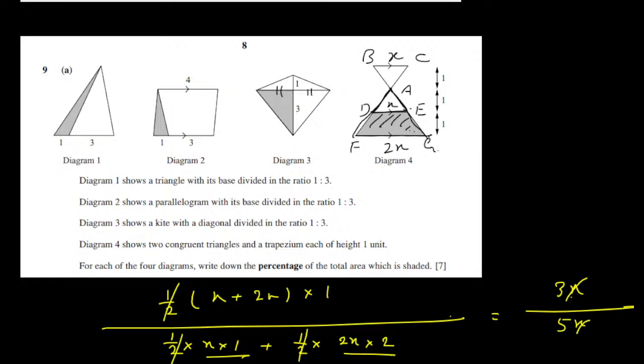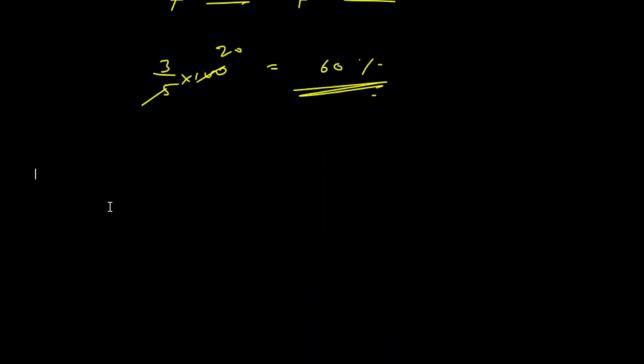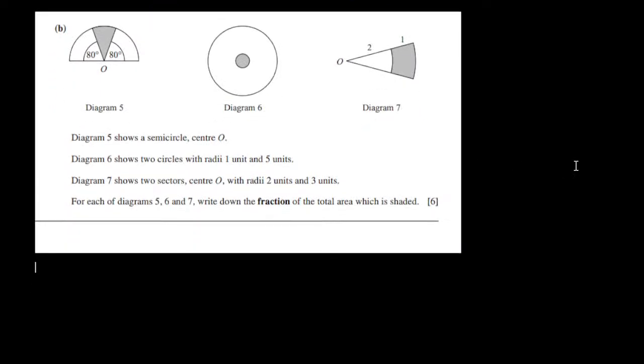Okay, now there is a b part also for this question. That time this question was for 7 marks and this is for 6 marks. Diagram 5 shows a semicircle. Diagram 6 shows two circles with radius 1 and 5. Diagram 7 shows the next figure. For diagrams 5, 6 and 7, write down the fraction of the total area which is shaded. So here I have to just find out the fraction.